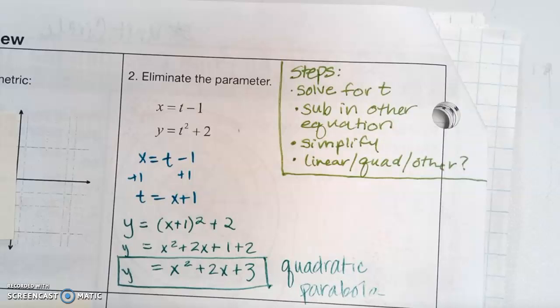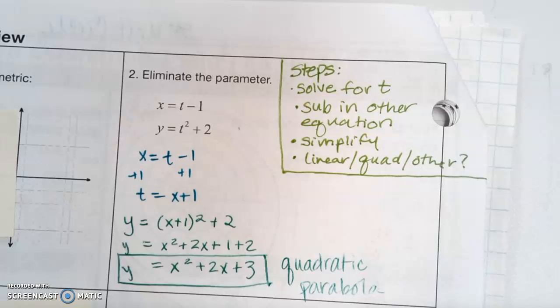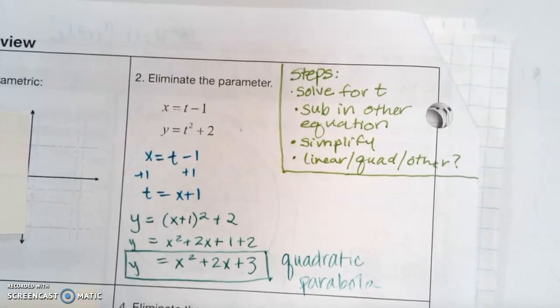So it ends up being squared: x squared plus 2x plus 1. You can use a little box thing if you need to, or just FOIL. And then make sure you add the 2 after, so when you combine those, you get x squared plus 2x plus 3. That's simplified as far as it can go. Because it's squared, it's quadratic. If you were to graph it, it would look like a parabola. Any questions on box number 2?